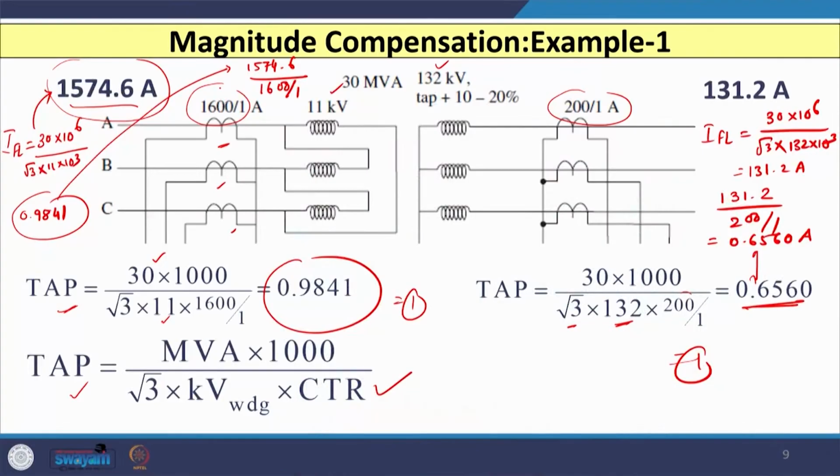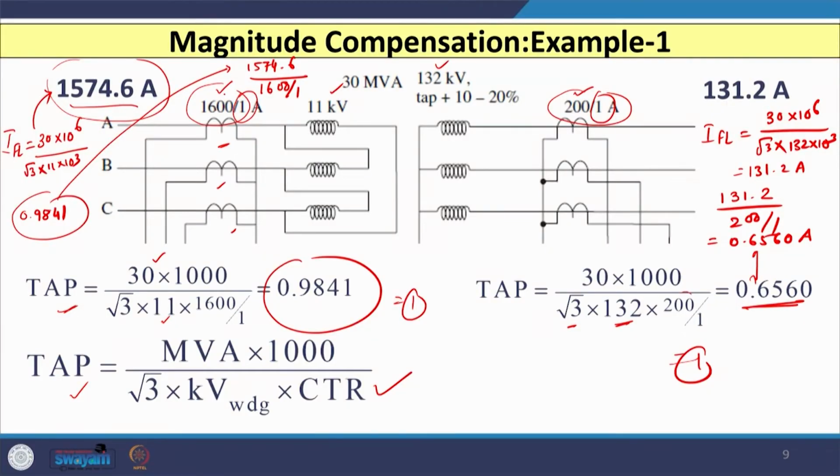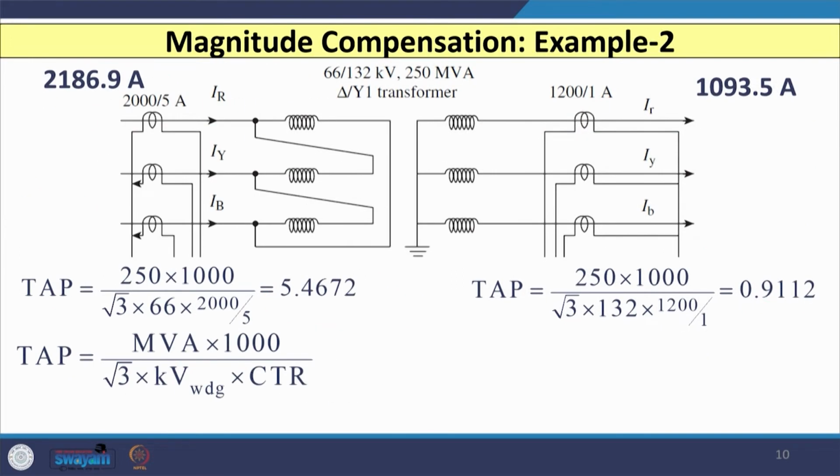Now, here you can observe that the primary of the CT, that is here 1600 and here 200, these two values are different. However, the secondary of the CT on both sides is the same. Now, let us consider a second example when the secondaries of the CTs are also different. So, the primary and secondary values of the CTs on both sides are different, and in that case let us see how we can obtain the magnitude compensation.